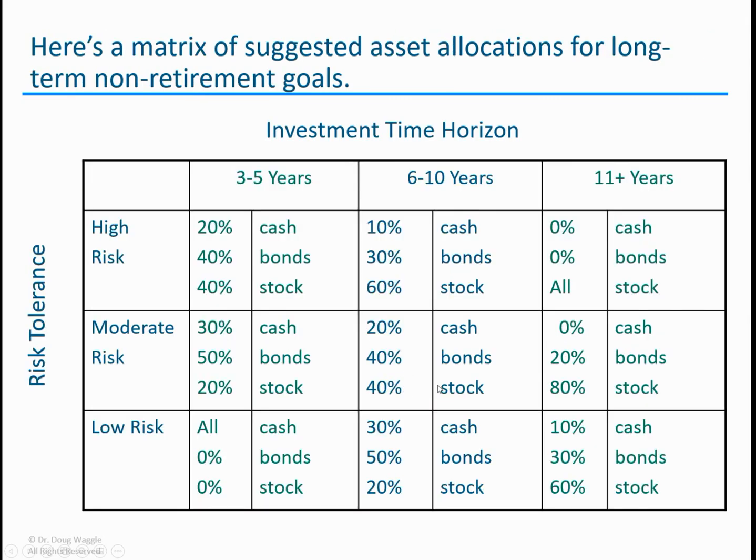All right, so here's just a generic matrix of asset allocations for different periods of time. Investment time horizon: how long are you planning to invest for? What's your investment horizon on your goal? Are you saving for something 3 to 5 years out, 6 to 10 years out, or more than 11 years out? And how do you feel about risk?